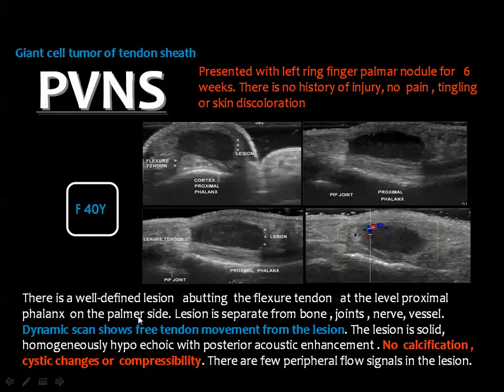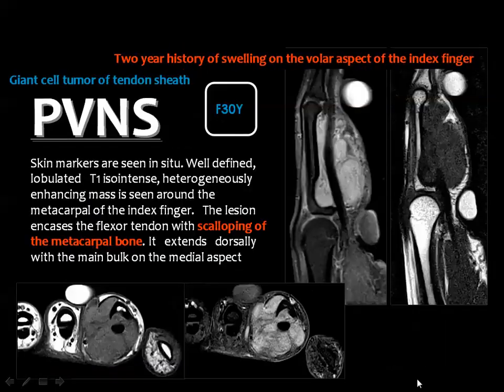And this is one of the best benefits of ultrasound. It is the dynamic imaging, and you can image the lesion during motion. This is one of the values of ultrasound, of course, compared to CT and MRI. The lesion is solid and homogeneously hypoechoic, may show posterior acoustic enhancement, and there is no calcification or cystic changes, and the lesion is not compressible, as you know that this is a solid, not a cystic lesion.